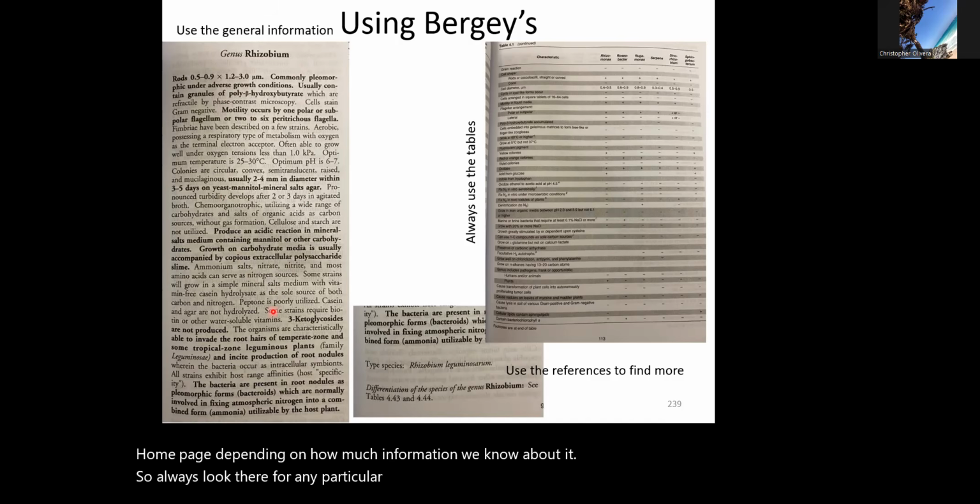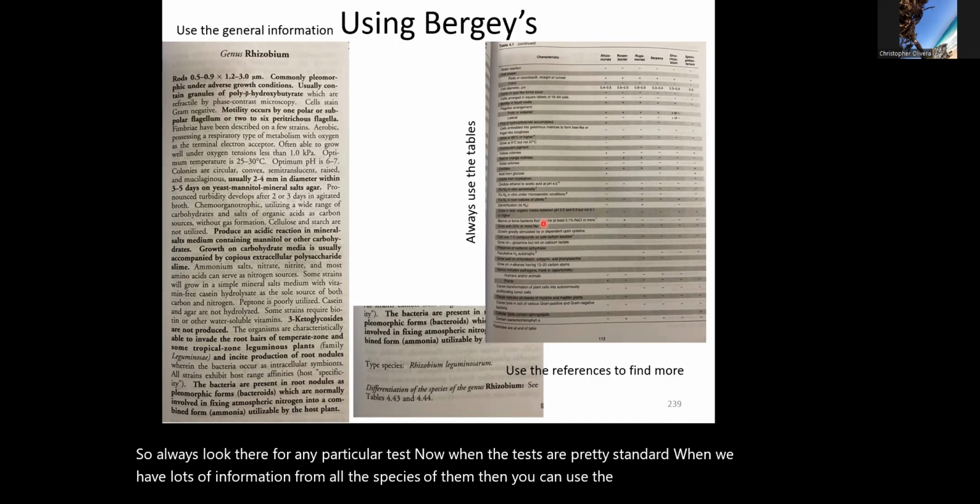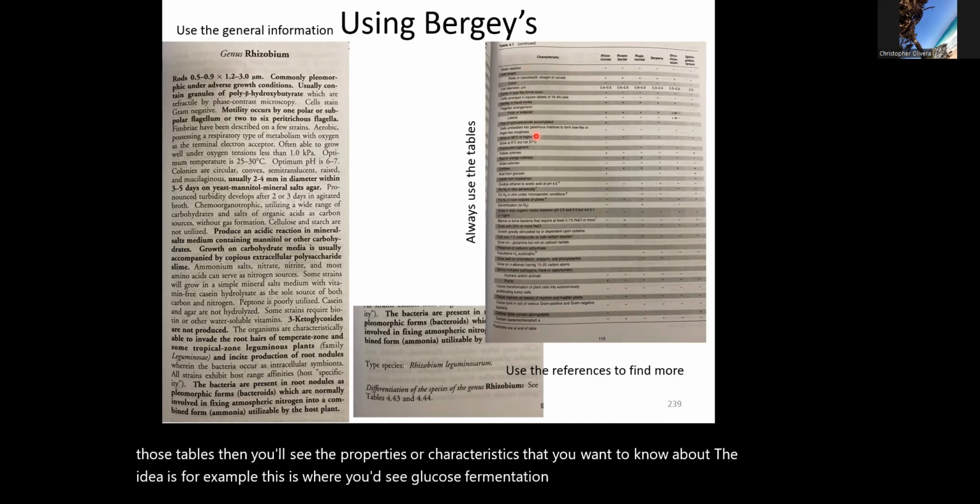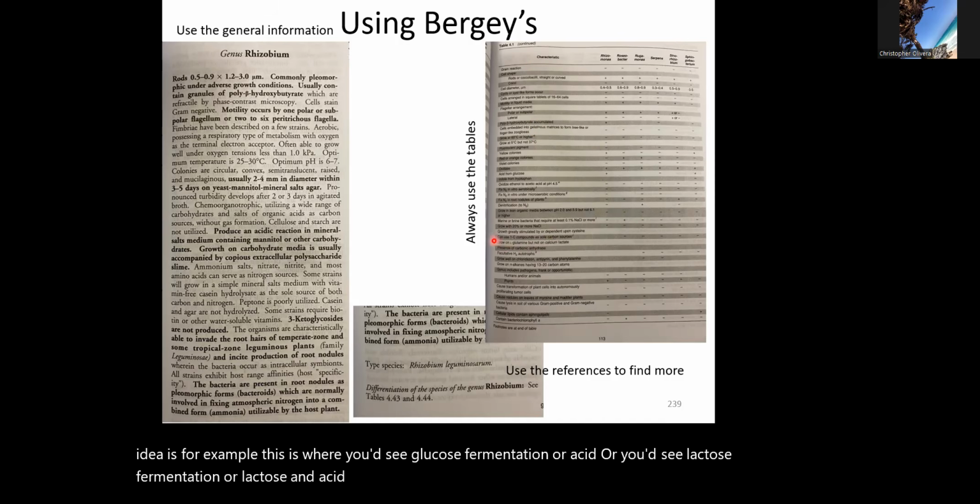Now, when the tests are pretty standard, when we have lots of information from all the species of them, then you can use the tables. In those tables, you'll see the properties or characteristics that you want to know about. For example, this is where you'd see glucose fermentation or acid, lactose fermentation or lactose acid formation, or whether it tests for sulfur, DNase, or catalase. All of those are set in these tables if it's pretty standard.